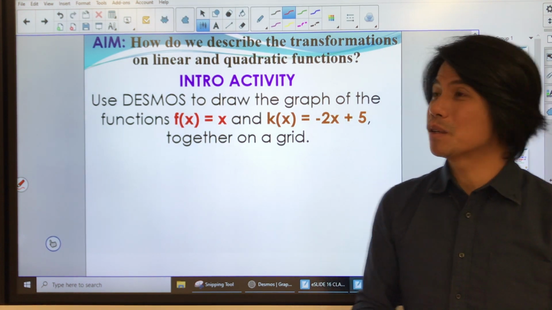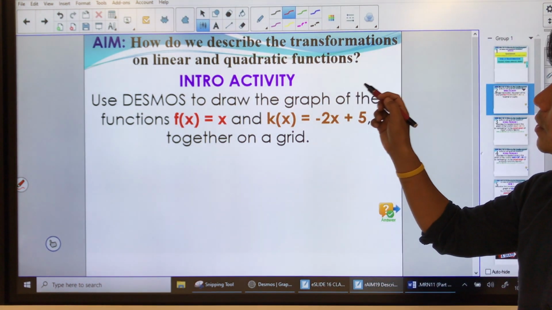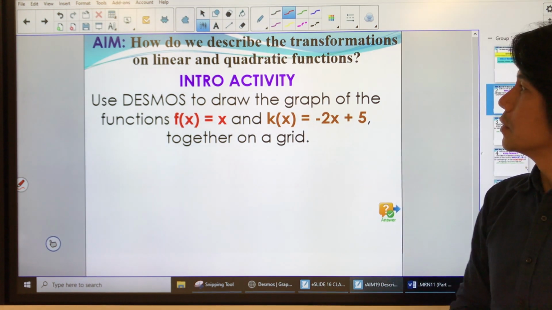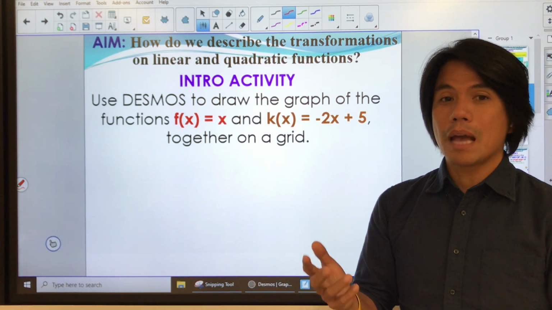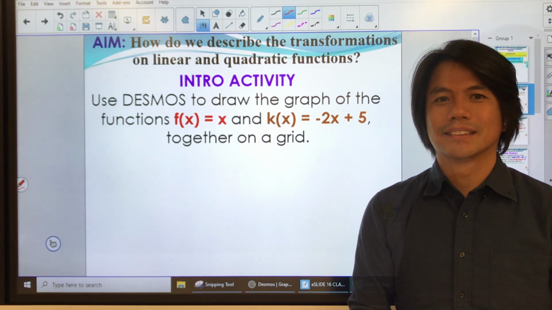M. Today we are going to learn how to describe transformations on linear and quadratic functions. Be sure to pause your video while you're doing the intro activity. Come back once you're done to check your answer.